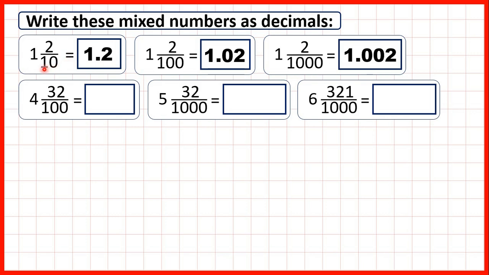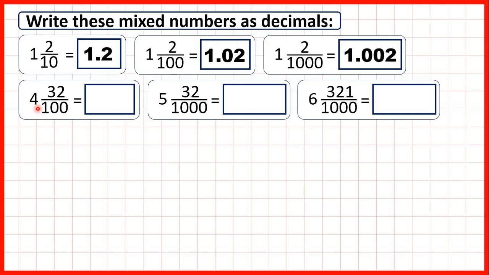Notice the denominator of 10 tells us that there will be one digit after the decimal point because the first decimal place value is the tenths. The denominator of 100 tells us that there will be 2 digits because the second decimal place value is the hundredths. And when we have a denominator of 1,000, we need 3 digits after the decimal point because the third decimal place value is the thousandths.